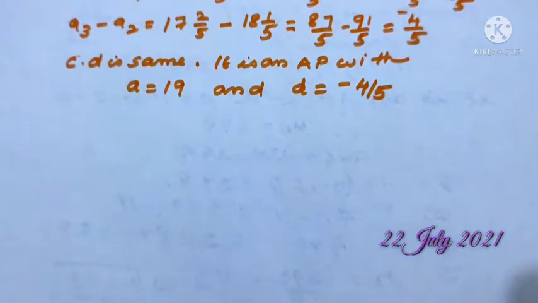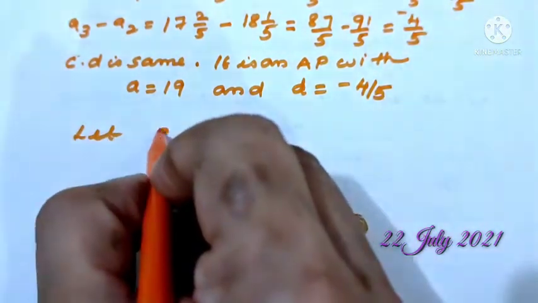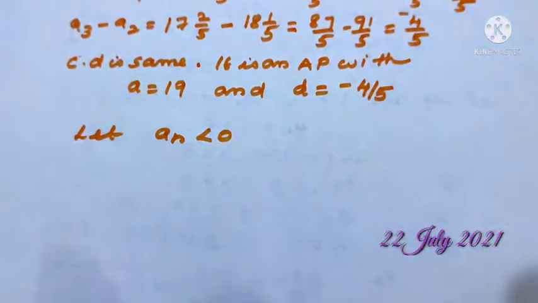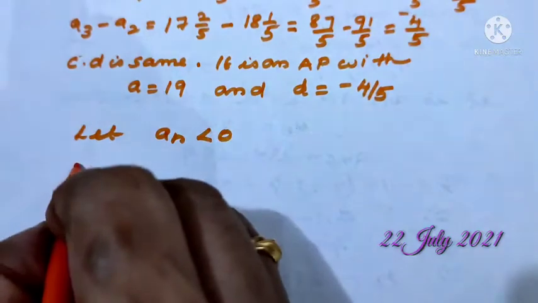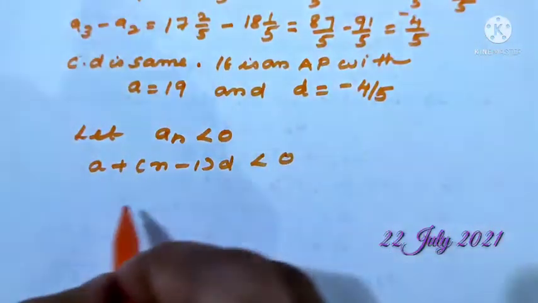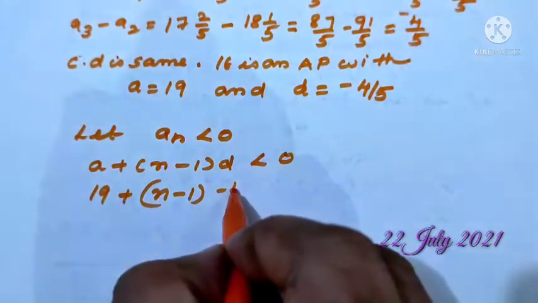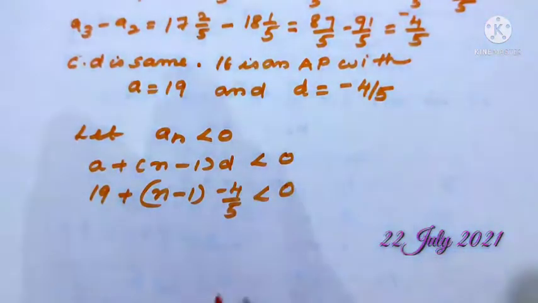So now the question is which term is negative. Negative means less than 0, right? So let the nth term an be less than 0. We should be very careful: it is a negative term, so represented by less than 0. That means A plus n minus 1 into D less than 0. What is A? 19 plus n minus 1 into minus 4 by 5 less than 0.